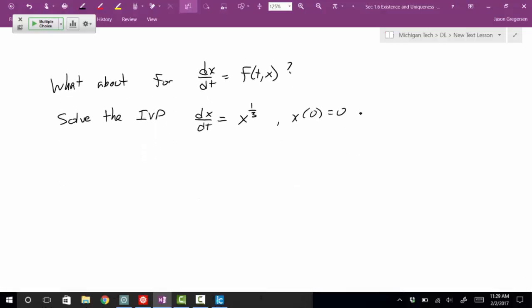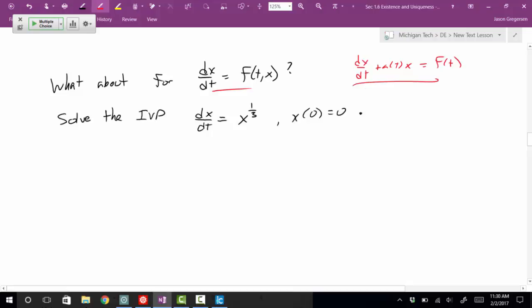What about these differential equations? dx/dt equals some function of t and x. How is this different than our last set of differential equations? Why do we need a new theorem here? What's different between this and dx/dt plus a(t)x equals f(t)? Is that just an algebra difference or what? What's the difference?